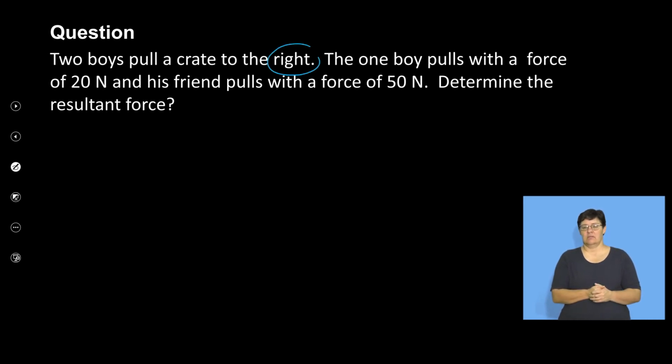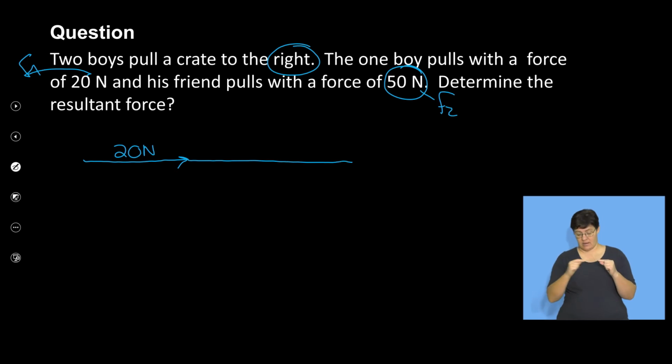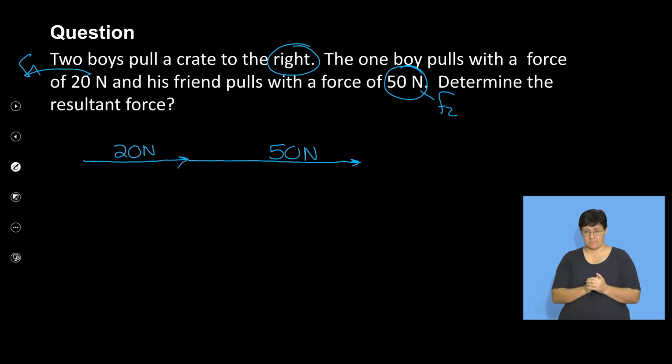They both pull to the right. So that's going to be my positive direction. I'm going to call this force F1, and I'm going to call this one F2. The only reason being the 20 was given first, the 50 was given second. If I did it by construction, I would draw an accurate line of 20 newtons, which is going in that direction. Then I draw another accurate line of 50 newtons going in that direction, and I draw it one after the other, head to tail.